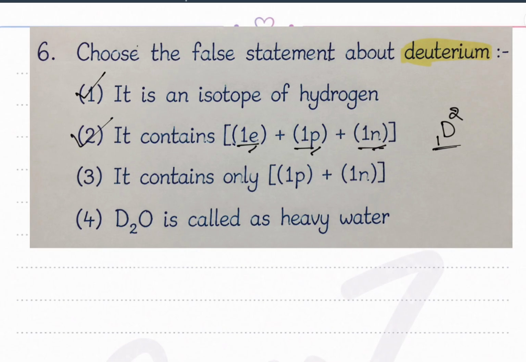They have asked about the false statement in this case. Option 3 says it contains only one proton and one neutron, but it also contains an electron. That means it is a false statement. That is our correct answer. And D2O is called heavy water, so the fourth is also a correct one. So option 3 is the correct option in this case.